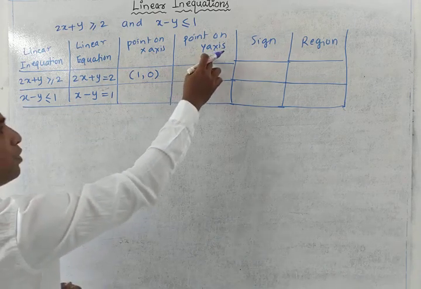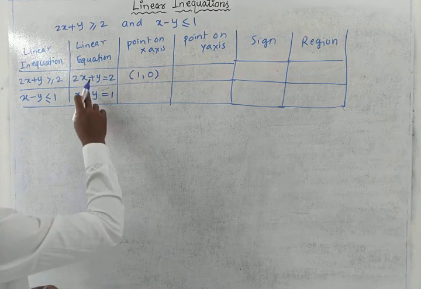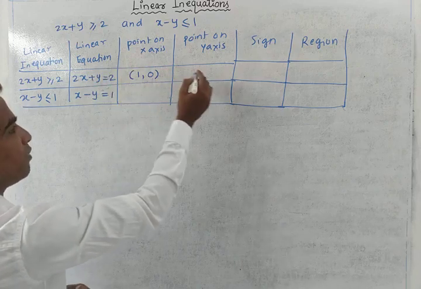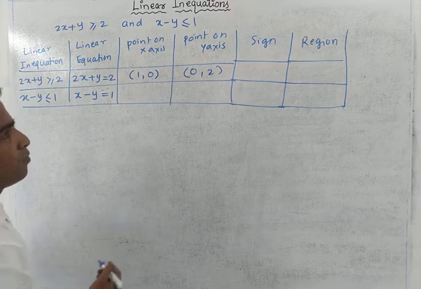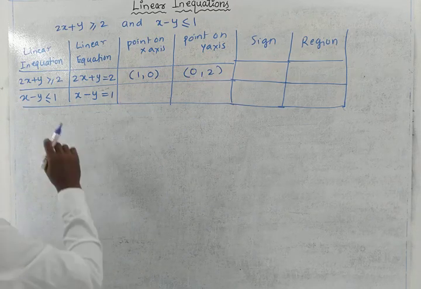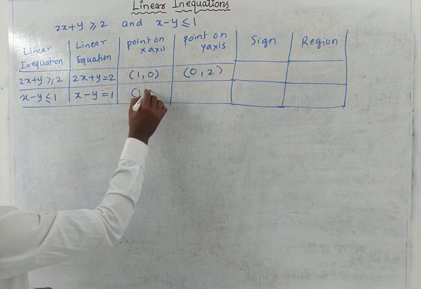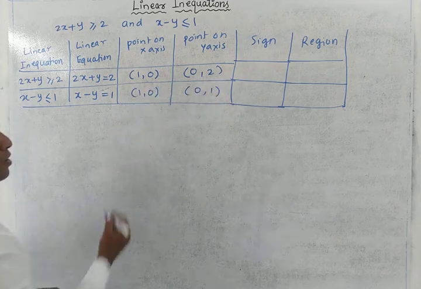Similar way, point on y-axis. So point on y-axis is what? X is equal to 0. Therefore x is 0, I will get y is equal to 2. So 0, 2, this is a point on y-axis. Similar way, the point on x-axis for the second line is 1, 0 and the y-axis is 0, 1.